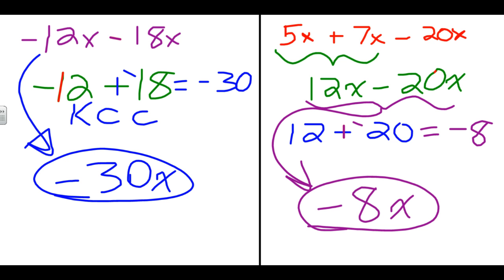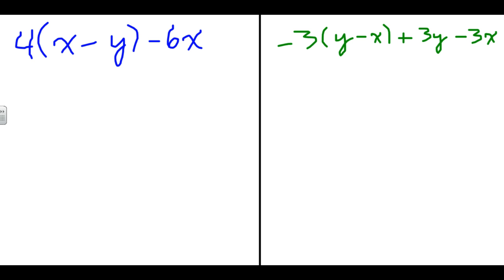Now, the last 2 example problems, before I ask you to pause the video and work through some practice problems in the end, is 4 times x minus y minus 6x, and negative 3 times y minus x plus 3y minus 3x. So here we have an example of combining the distributive property with combining like terms. So here we need to distribute first. 4 times x is 4x. Keep the subtraction sign. 4 times y is 4y.